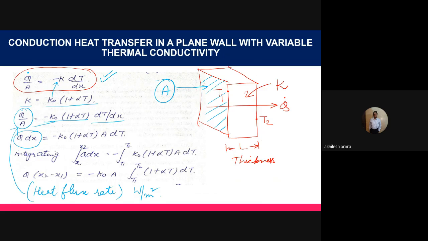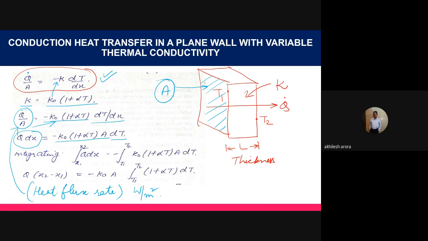A can be taken to the right hand side. So minus k naught (1 plus alpha T) into A into dT. Though I am reading the equations here, my request to you is that you should always try to write all these equations, and only then you would be able to understand this course in heat transfer very easily. Otherwise it will be difficult for you to understand.